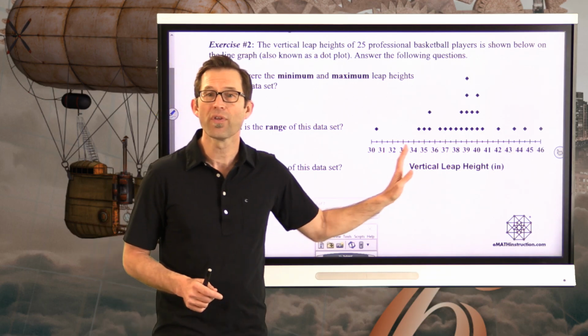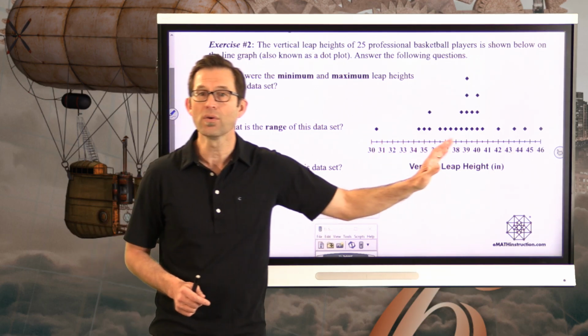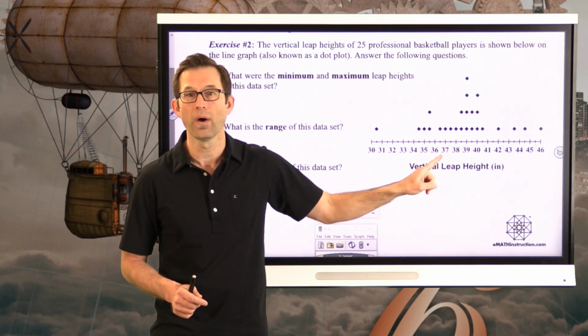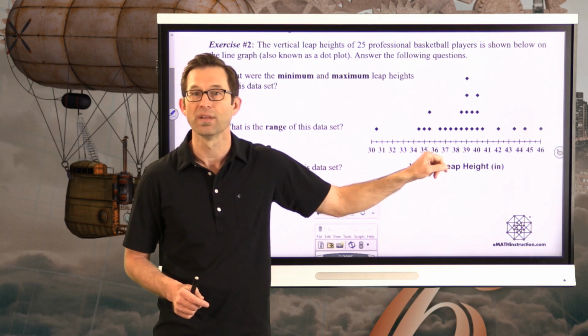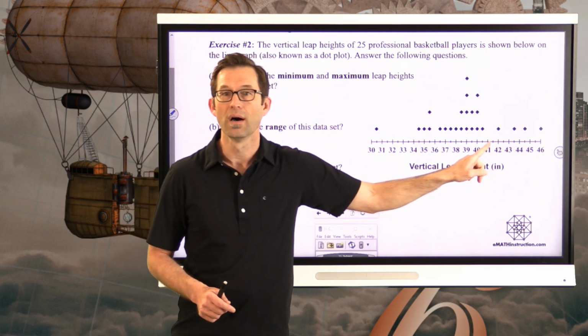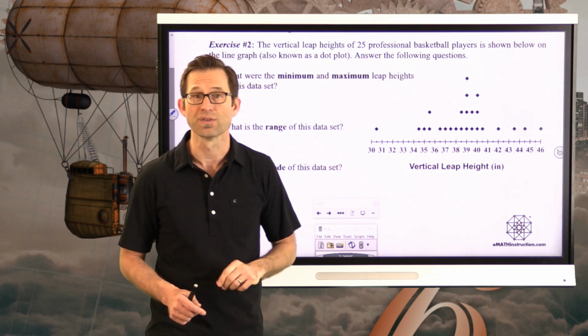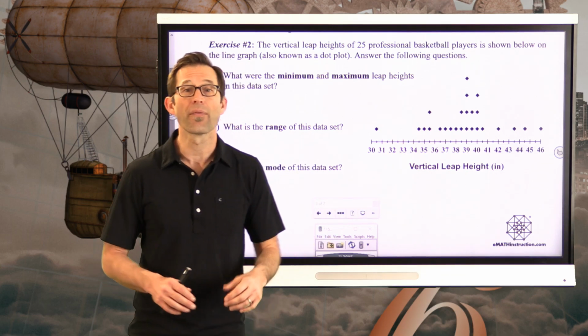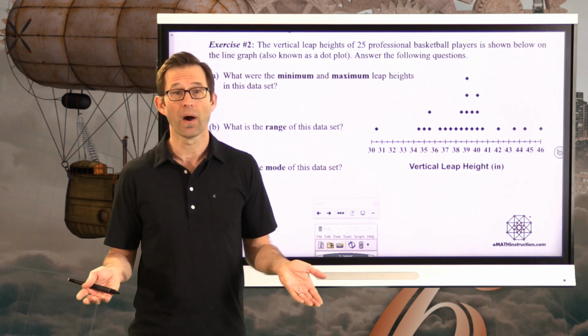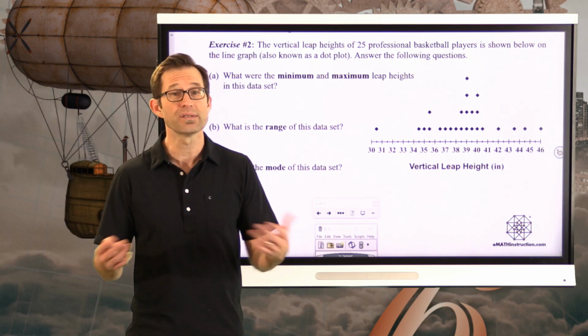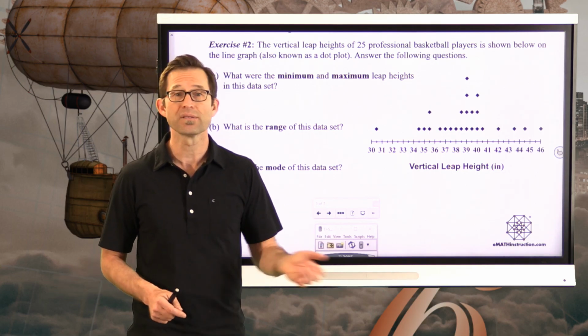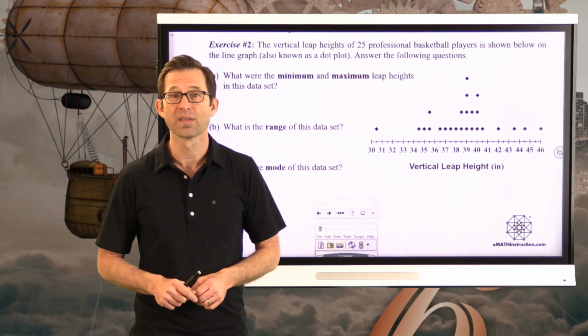Well, again, the beautiful thing about a dot plot is that literally you can come along here and you say, oh, well, there was one player that had a leap of 37 inches. There were 1, 2, 3 players that had a vertical leap of 40 inches. So it's pretty easy to figure out the minimum and maximum leap heights for the data set. And those are great statistical measures. The minimum that something could be and the maximum that something could be.